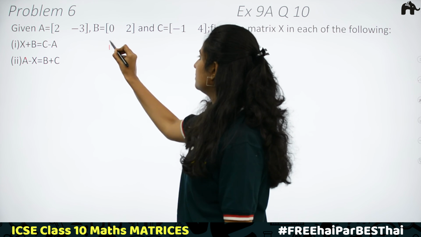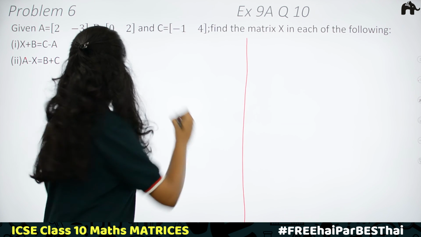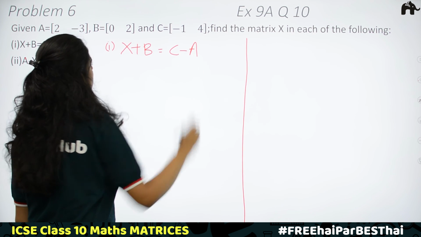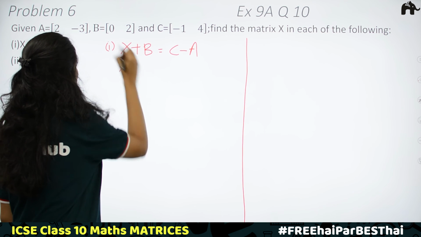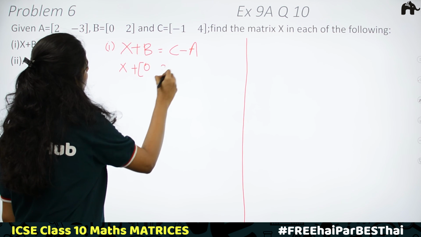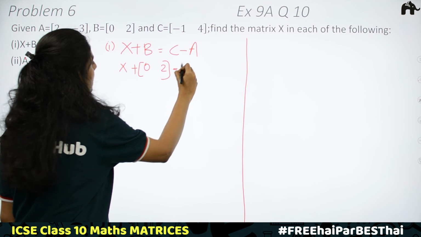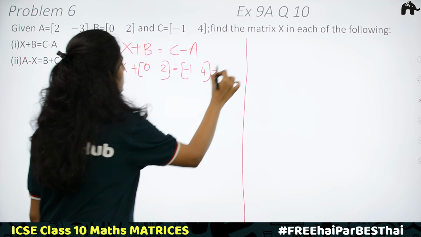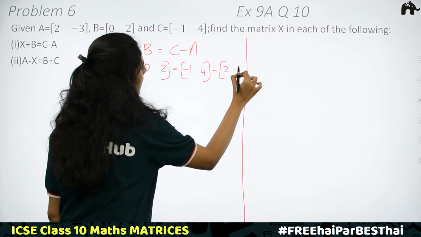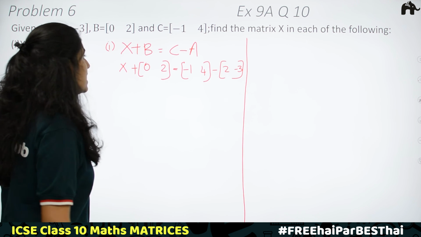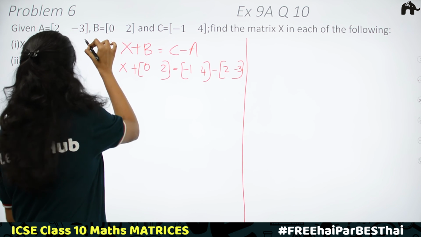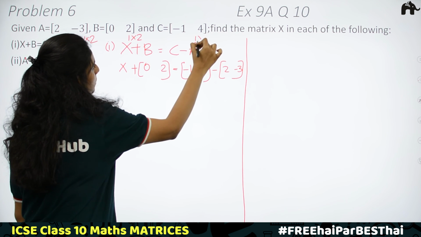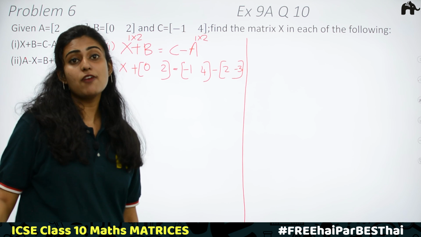So the first one, X plus B is equal to C minus A. X plus B, which is [0, 2], is equal to C, [minus 1, 4], minus A, which is [2, minus 3]. So these are 1 by 2 matrices. A is a 1 by 2 matrix. B is a 1 by 2 matrix. C is a 1 by 2 matrix. Then X also will be a 1 by 2 matrix.